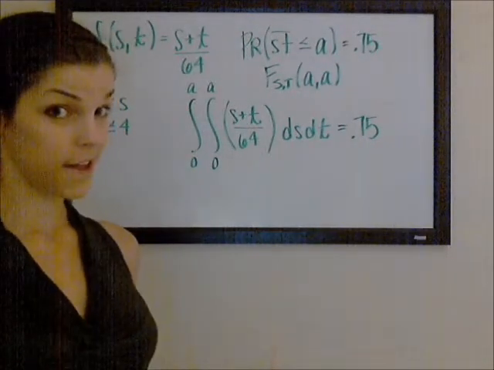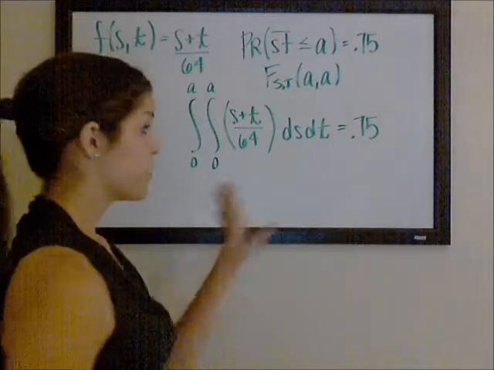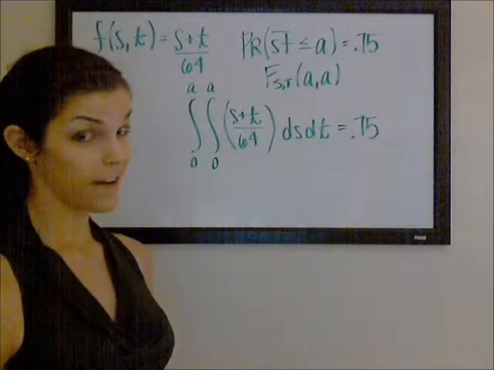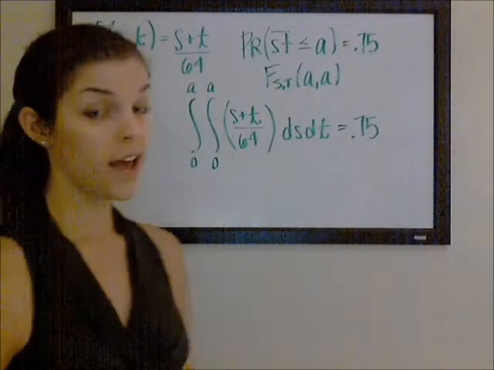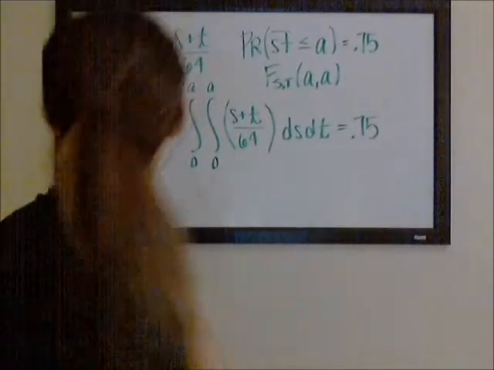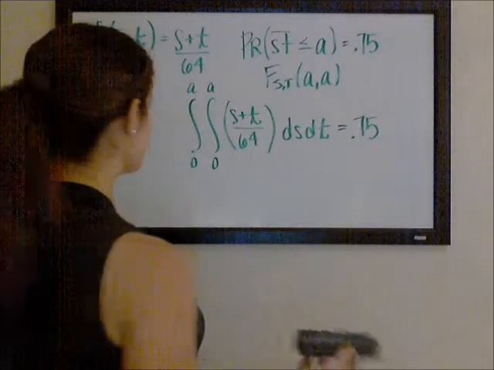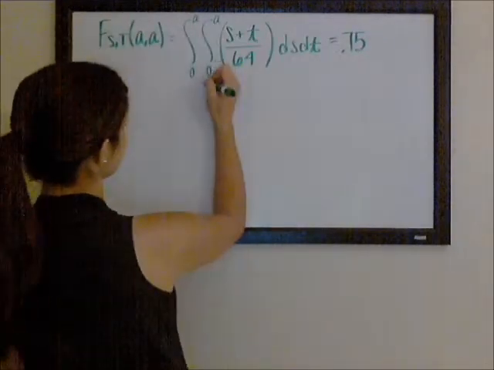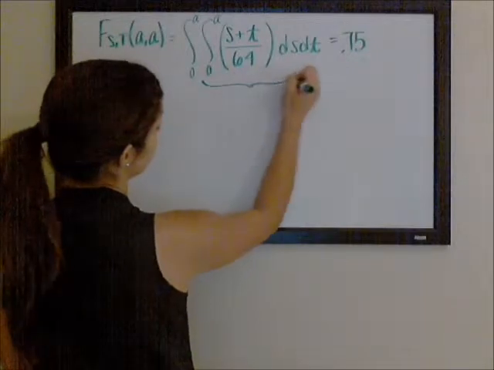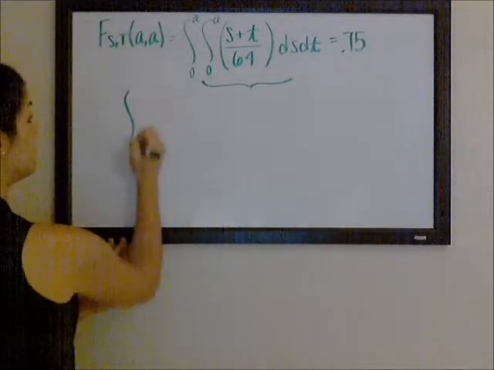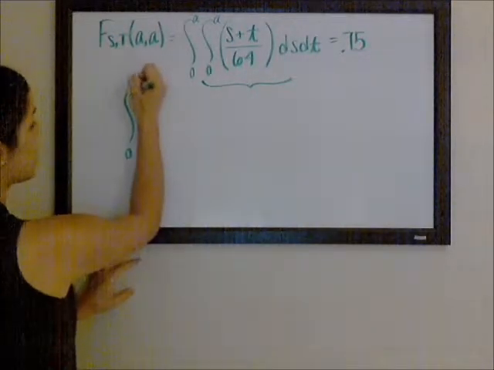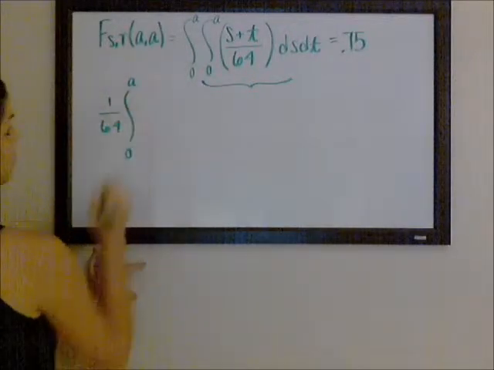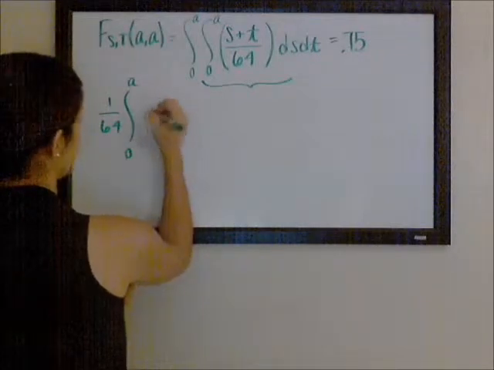Now you just have to do the integration and solve for A. So if you're comfortable with that, you are good. You can probably do this on your own. I'm going to go through and finish it just in case somebody would like to see. Okay, so first I'm going to work on this inside integral. I'm going to pull the 1 over 64 all the way out to the outside.